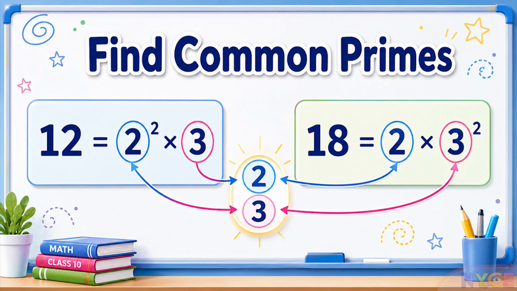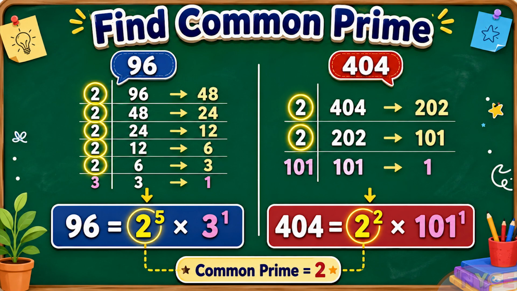Let us try a larger example. Find the HCF of 96 and 404. First, factorize 96. 96 equals 2 times 48, then 2 times 2 times 24, then 2 times 2 times 2 times 12, then 2 times 2 times 2 times 2 times 6, and finally 2 times 2 times 2 times 2 times 2 times 3. So 96 equals 2 to the power 5 times 3.